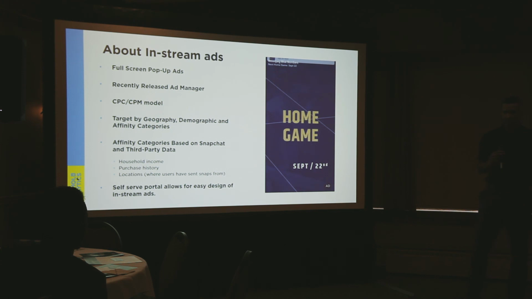A bidding model similar to Google Analytics or Facebook: cost per click, cost per 1,000 impressions. You can target by geography, demographic, affinity categories. And these affinity categories get quite specific, so household income, purchase history, locations, where users have snapped from. And you can retarget based on if they've used your filters in the past. So you can do lots of cool things, and you can find your audience within the app.